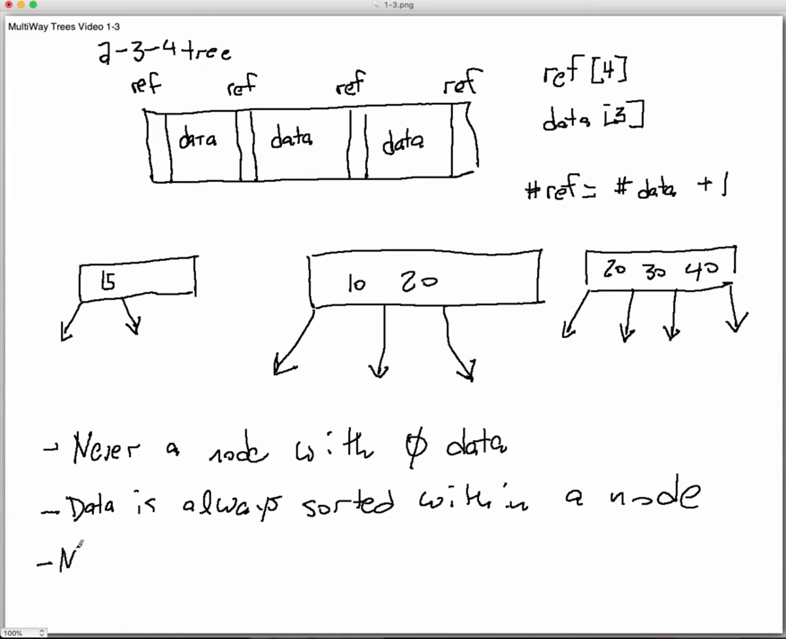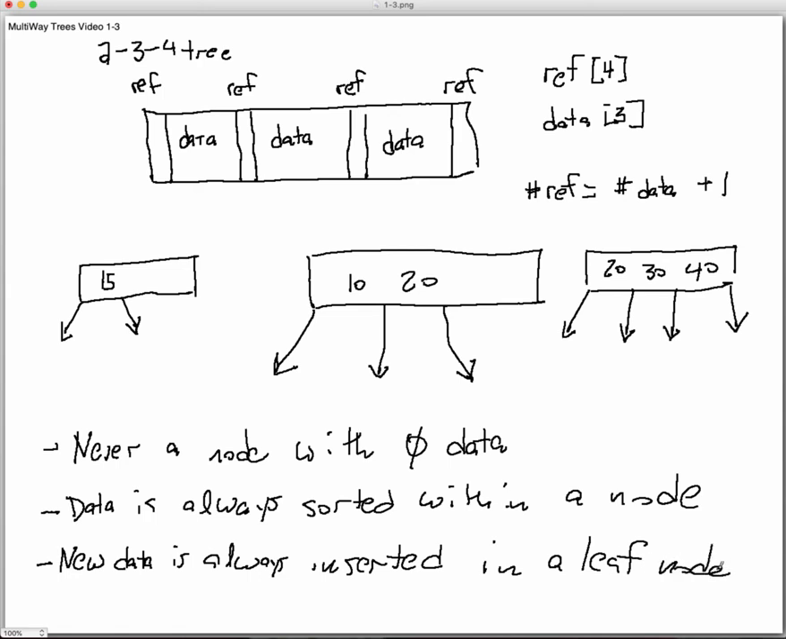New data is always inserted in a leaf node. Okay, so with that out of the way, let's talk about how these things work.